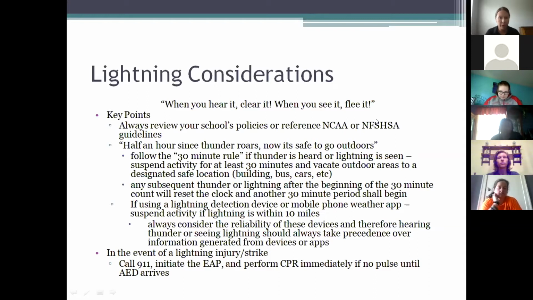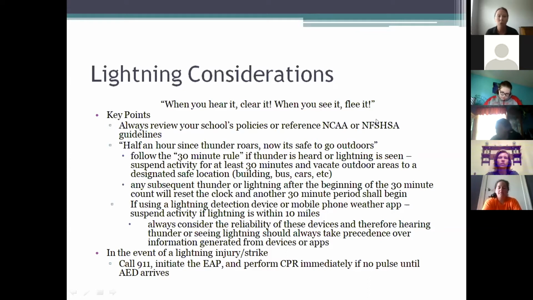The next part of the 30-minute rule includes if there's any subsequent thunder or lightning after the beginning of the 30-minute count, that actually resets the clock, okay? So that clock is reset and you have to start over and another 30-minute period begins, okay?